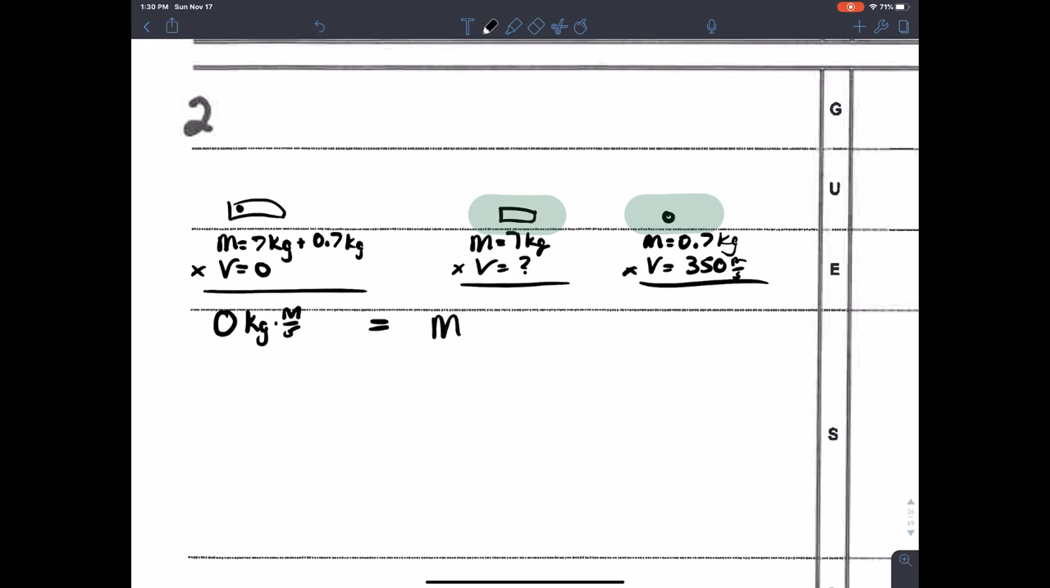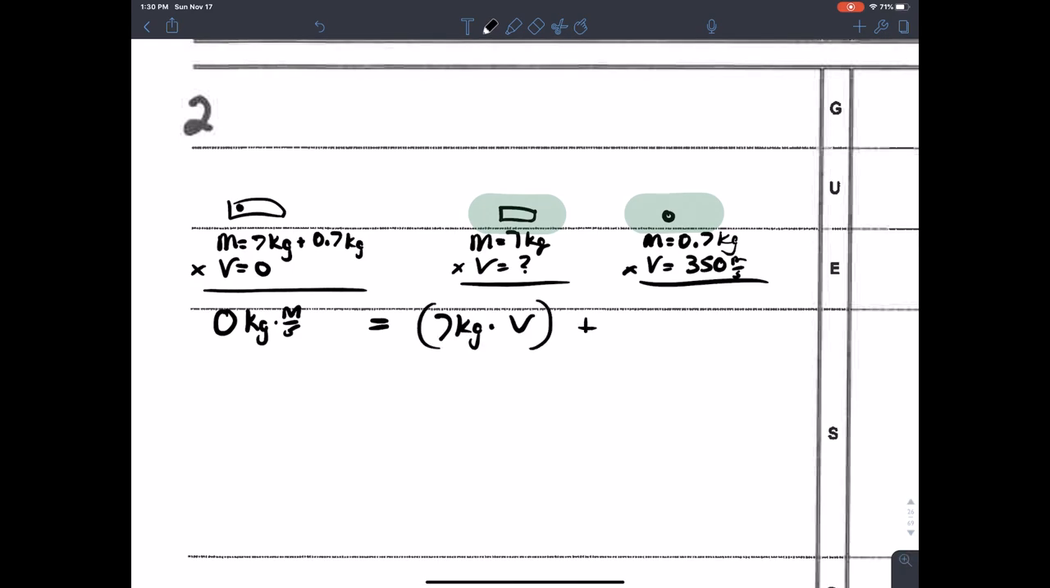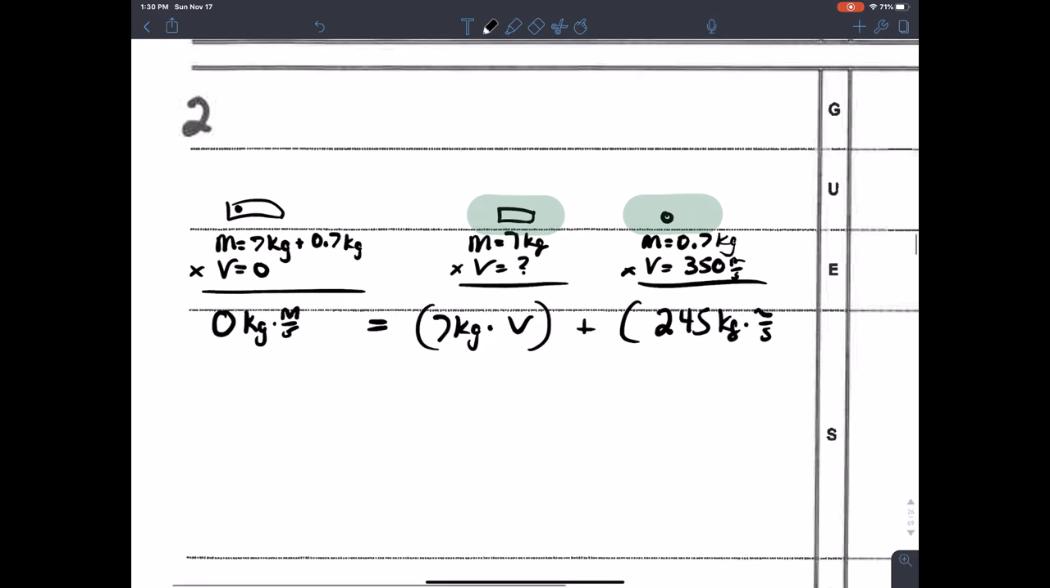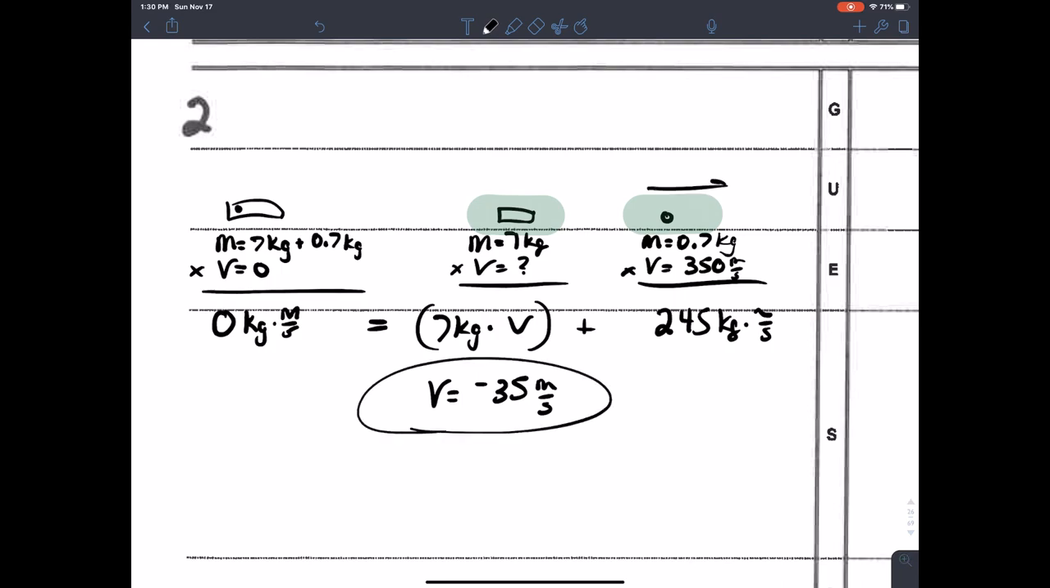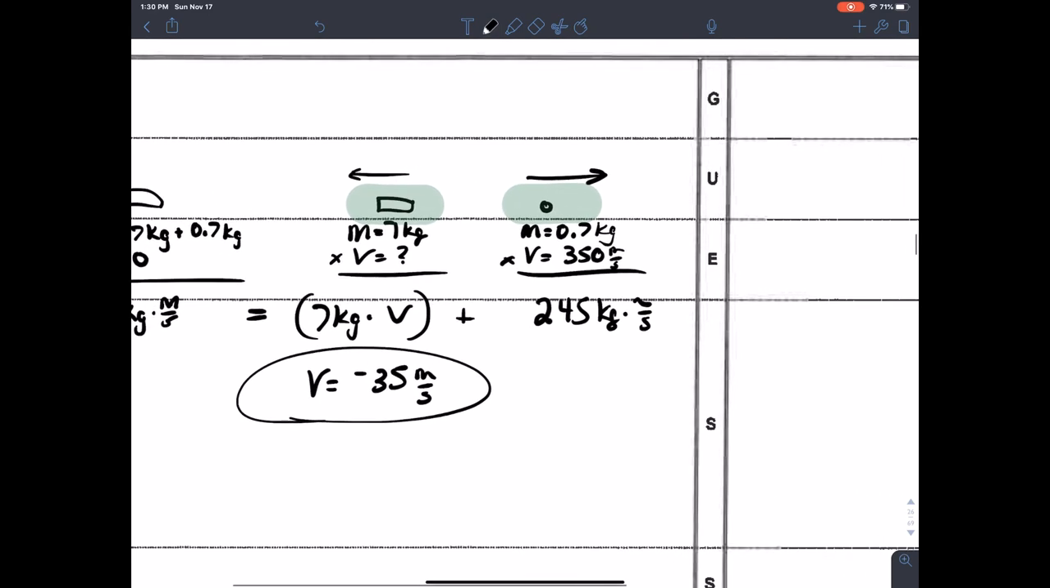So I know, not M, we'll put 7 kilograms times your V. We go plus, and then we have your 0.7 times the 350, which is 245 kilogram meters per second. So I'm going to have to subtract the 245 from both sides. We'll divide that by your 7, and you get a velocity of the rifle being a negative 35 meters per second. So the bullet's going to go this way. The rifle's going to go that way. Okay, recoil.